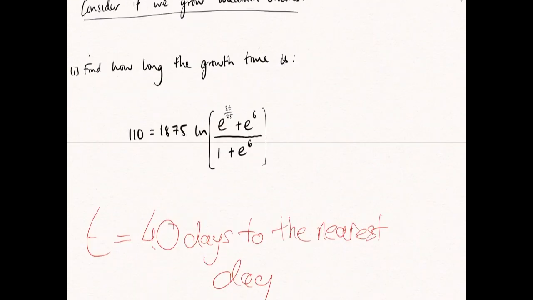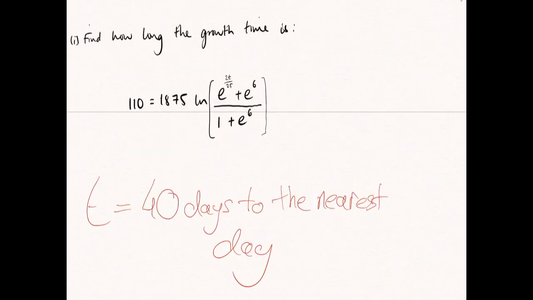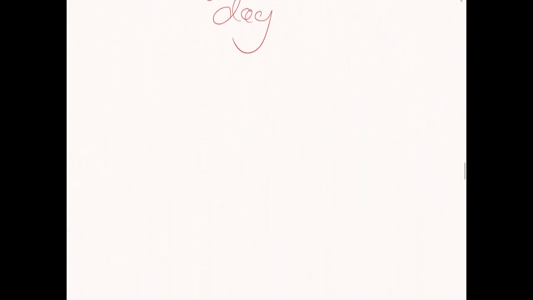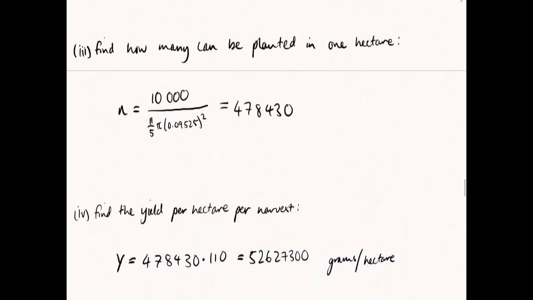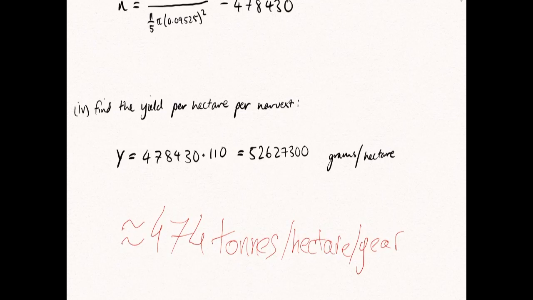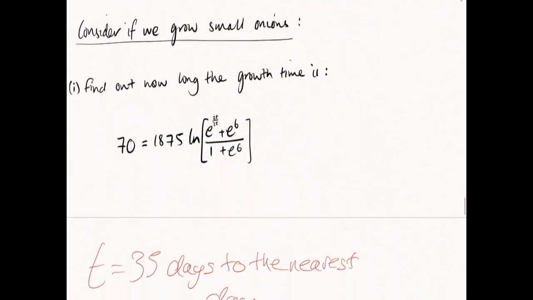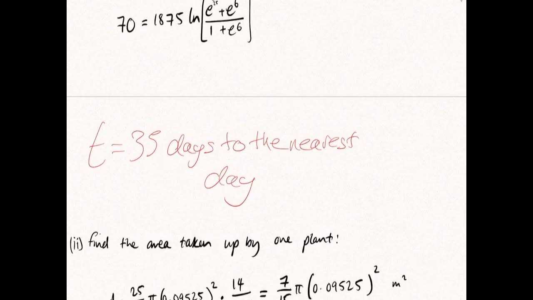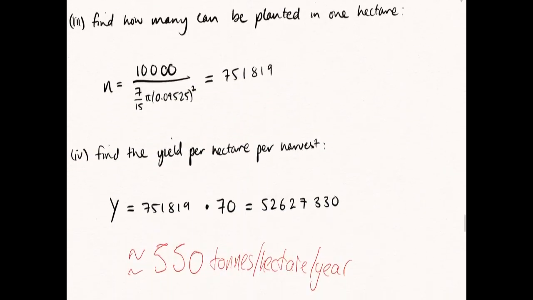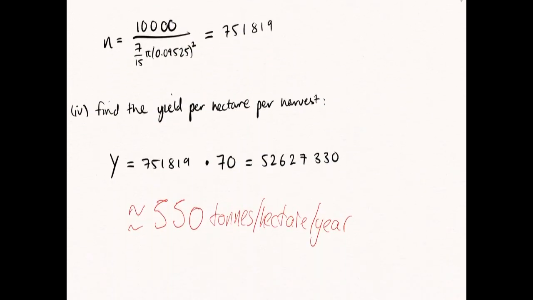Following this through and working out similarly for a medium-sized onion, you get 40 days to the nearest harvest and an approximate yearly yield of 474 tonnes. Again, for a small onion, you get a 35-day harvest with a 550 tonnes per hectare per year yield.